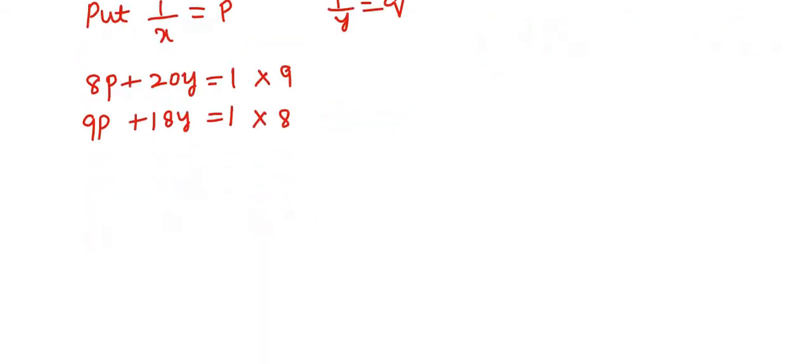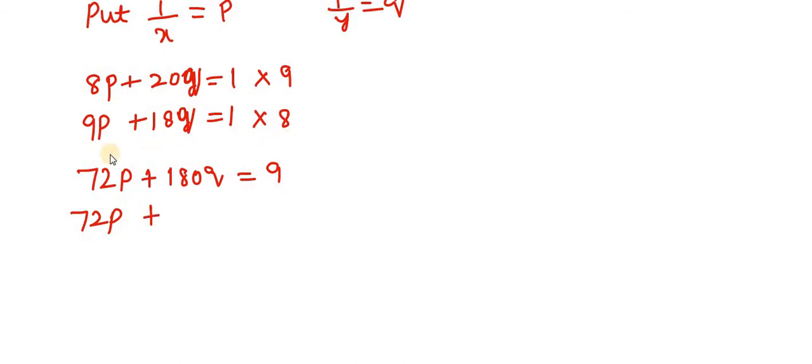Then what you'll get: 8 nines are 72p plus 20 nines are 180q, which is equal to 9. Sorry, I wrote q here. And again here also, 72p plus 18 into 8, which is 144q, which is equal to 8.